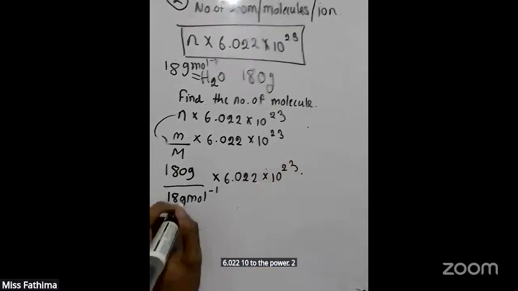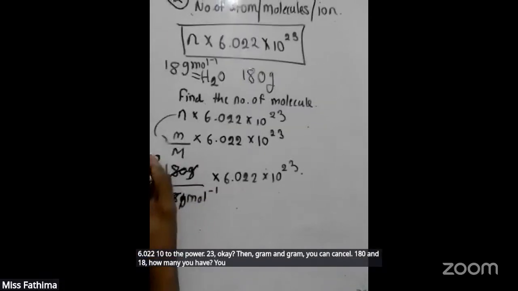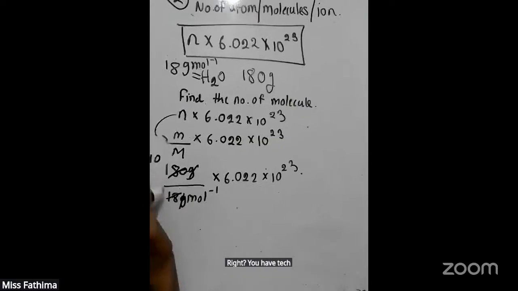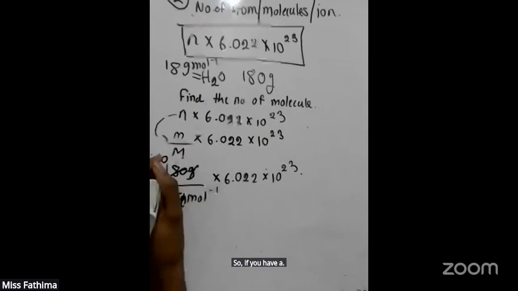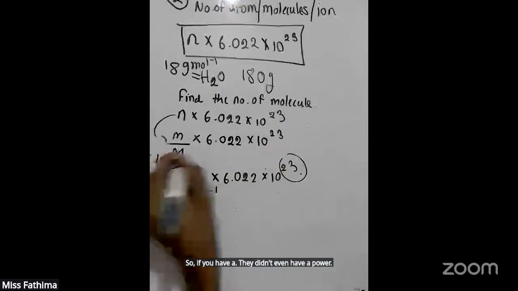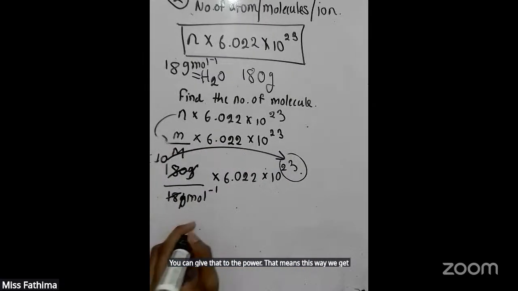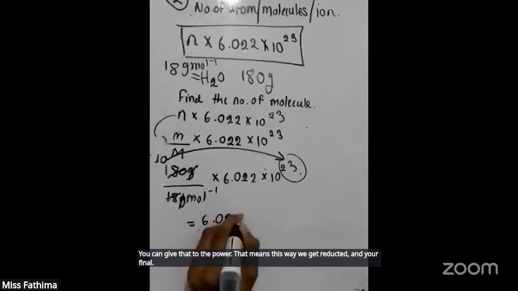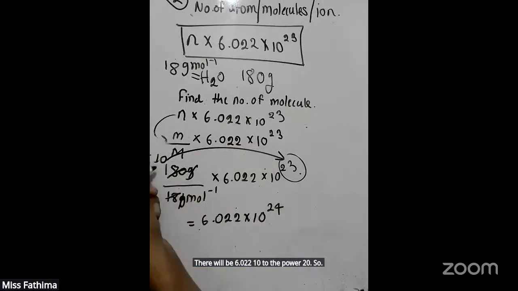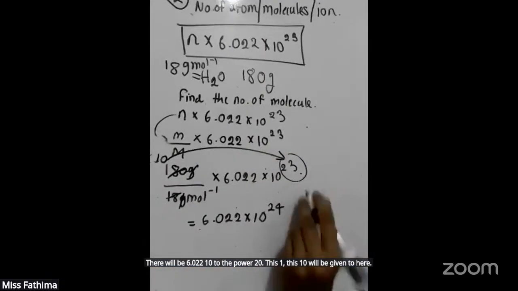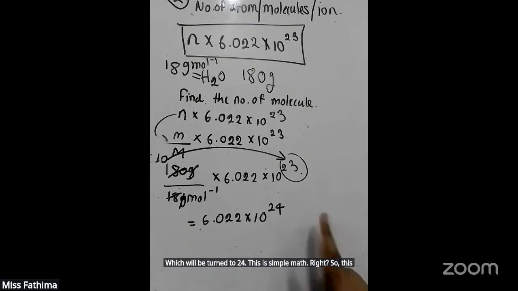Then gram and gram you can cancel. 180 and 18, how many do you have? You have 10. In 180, how many 18s are there? You have 10. So if you have a 10, you can give that to the power. That means this will be reduced and your final answer will be 6.022 times 10 to the power 24. This 10 will be given to here, which turns the power to 24. This is simple maths, right? So this is how you find it, right?